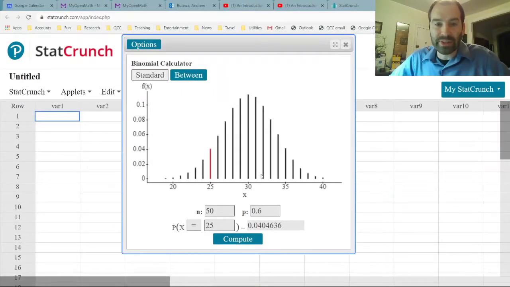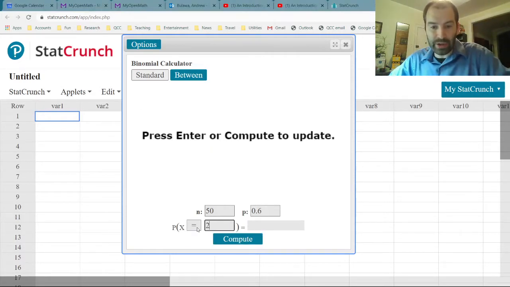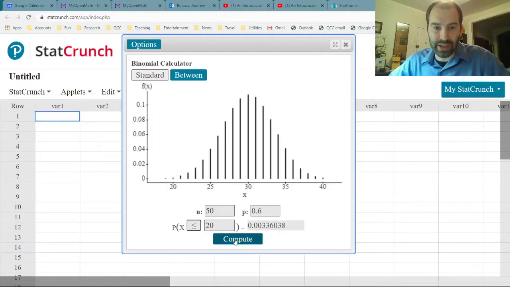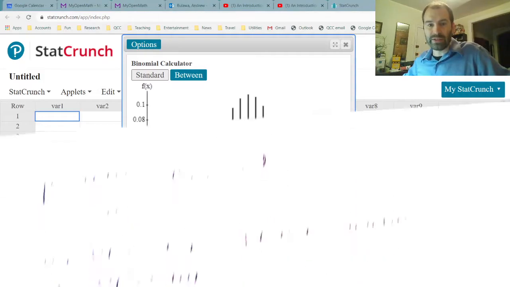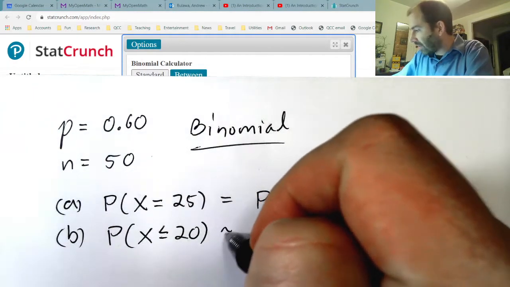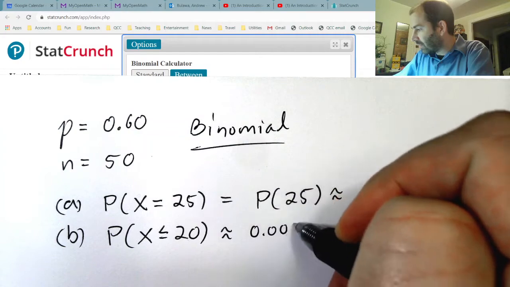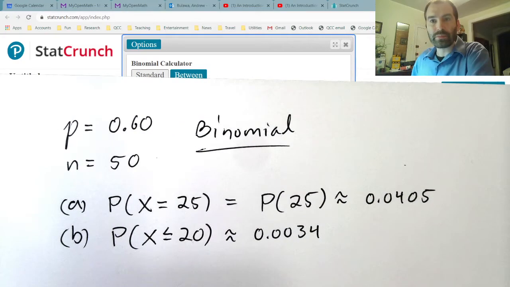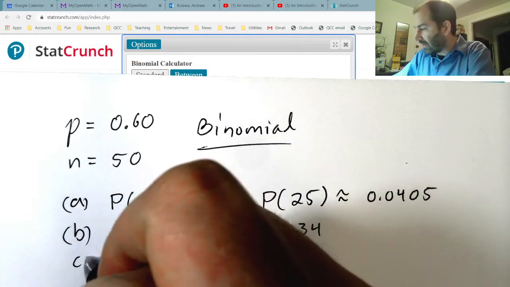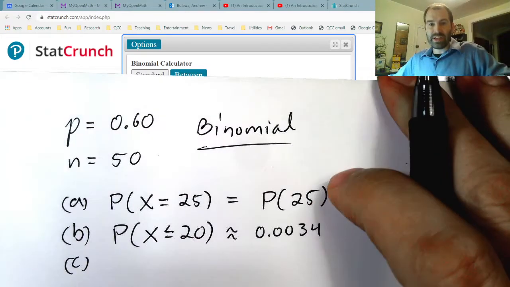Here we are, same distribution, got the same n, same p. I'm doing less than or equal to 20, so I'm going to make that a 20. I'm going to make this a less than or equal to sign. And there it is, 0.003, and if I round this, it's 0.0034 is my answer. So that's approximately 0.0034. Okay. Part C. Let's go to part C.